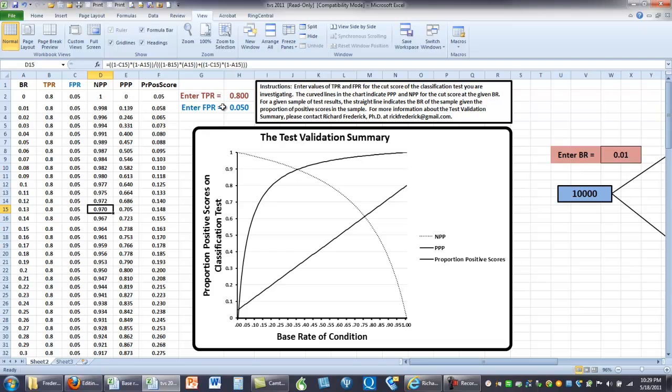Now, these are the two values that you can change. You really shouldn't be playing around in anything else over here. These are just formulas. If you mess it up, just go back to the website and download the file again.